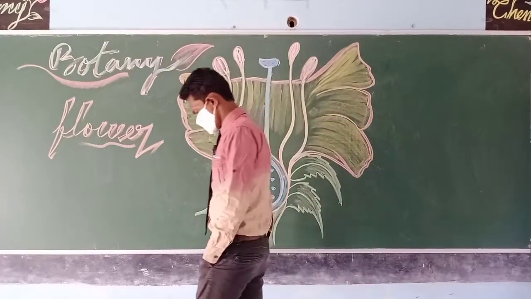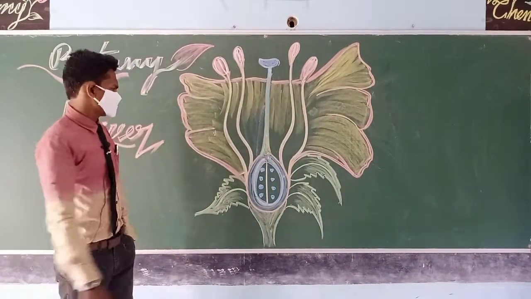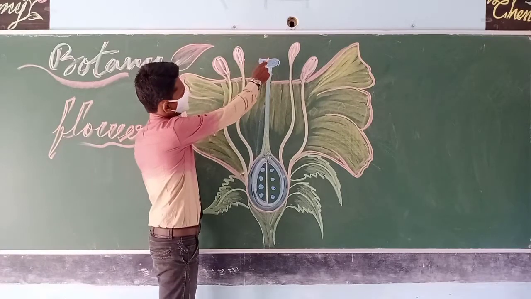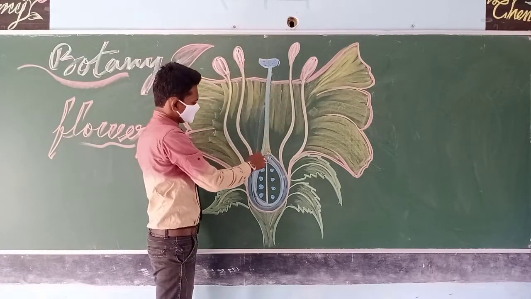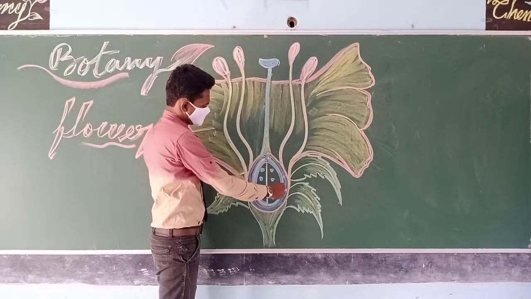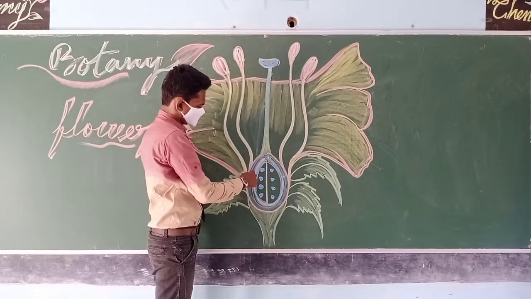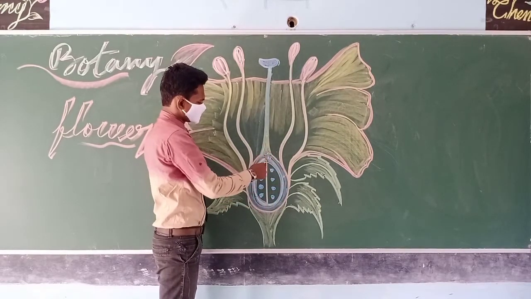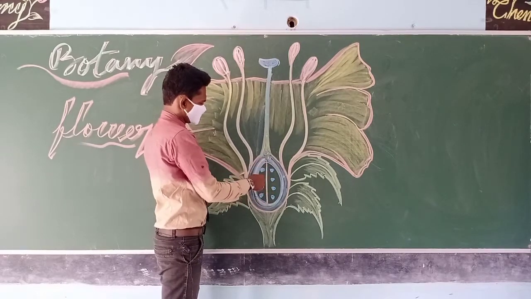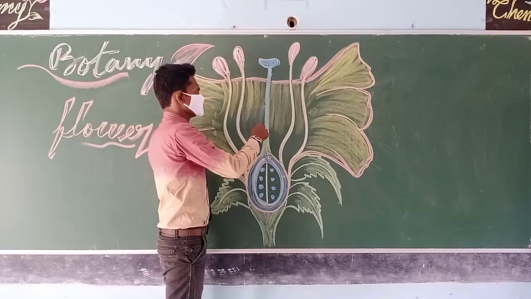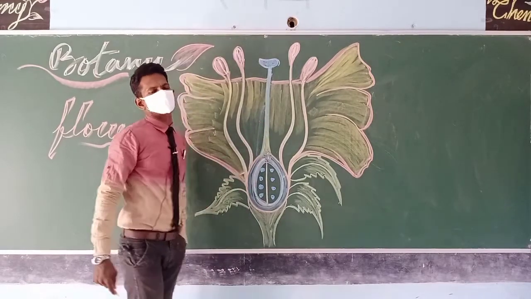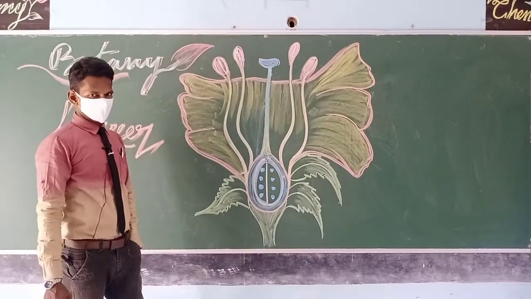Then coming to the last whorl, that is the stigma. A long tube-like structure is called the style, and it ends with a swollen part known as the ovary. Inside the ovary, ovules are located. These three parts together are called the gynoecium, or female reproductive part, or carpel.